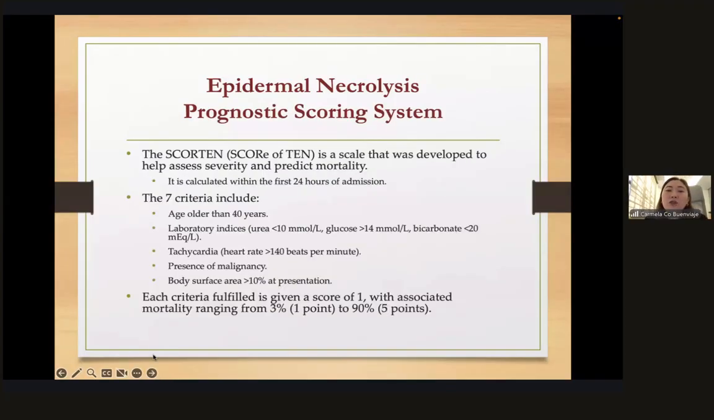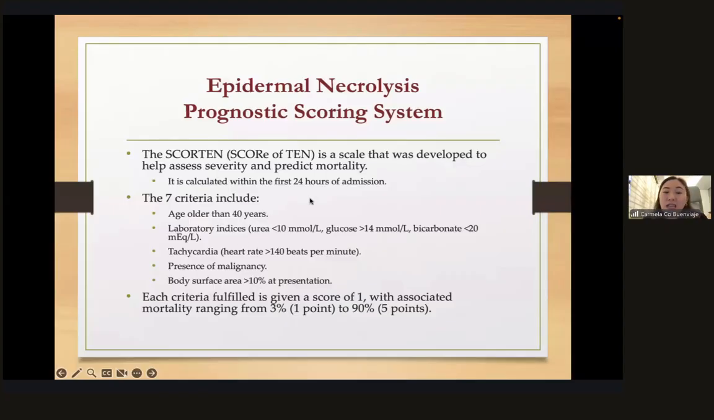So here's the prognostic scoring system for epidermal necrolysis. The SCORTEN is a scale that was developed to help assess the severity and predict mortality of patients with epidermal necrolysis. It is best if we start the calculation within the first 24 hours of admission. It's the most accurate way for us to get the prognostic scoring system of our patient. If possible, within the first 24 hours, we should take note of all these 7 criteria.